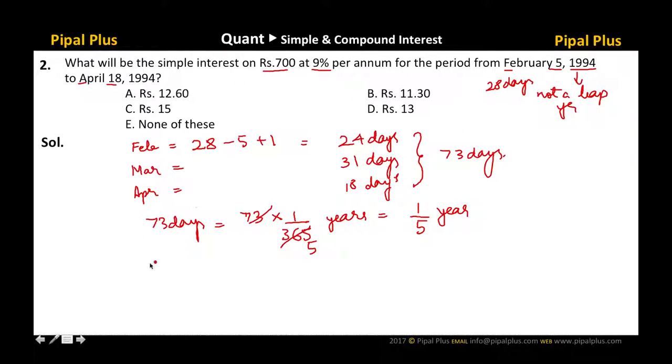So now computing simple interest is a straightforward exercise. The simple interest is principal into the interest rate times the time duration, which is 1 by 5. So when you simplify, you get 63 divided by 5, we get 12.6 rupees. So the correct answer is A. Let's move on.